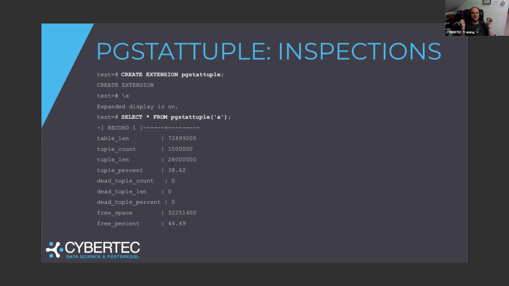So vacuum does not shrink the table by making it smaller. It's simply going to check what there is, and then space can be reallocated in a way that you can use it for future transactions. Okay, so that's super important.